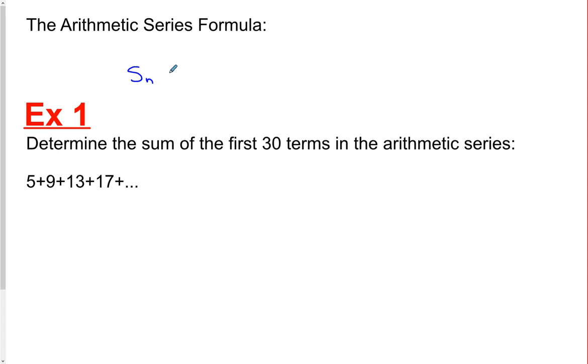Of course, the sum of the numbers is n times 2 times the first term plus number of terms minus 1 times the common difference. All of that divided by 2. So let's determine the sum of the first 30 terms. We could sit there and add them up, but that would take a long time. So it looks to me like these terms are going up by 4 each time.